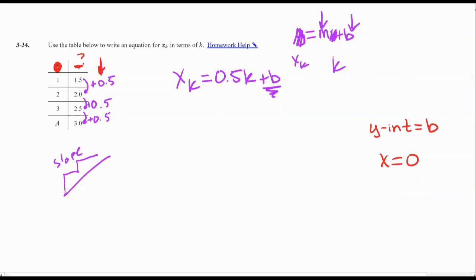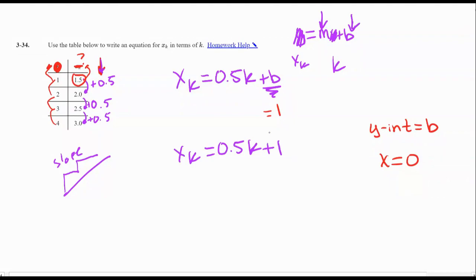And so if I'm going backwards by 1 every time and I get to 0, well, then I just have to reverse and figure out what I'm going to end up with. So instead of adding 0.5 to this, I'm going to subtract 0.5. So really that tells me that this b value is going to be equal to 1 in this one. So my final answer is x of k equals 0.5k plus 1.